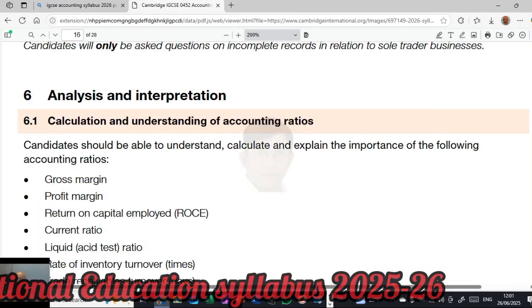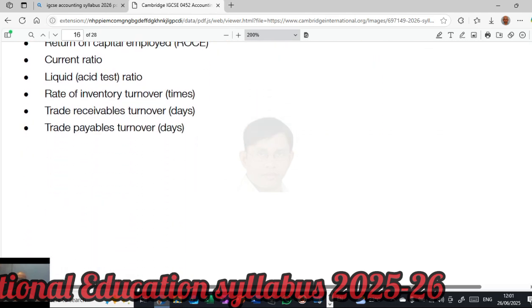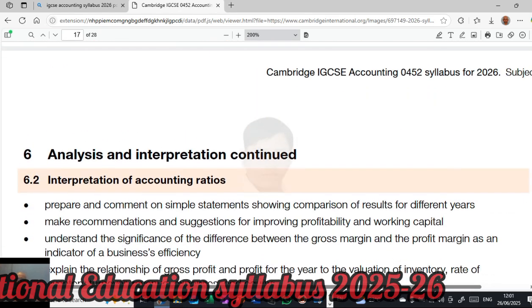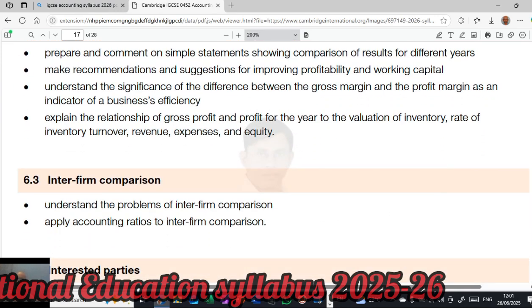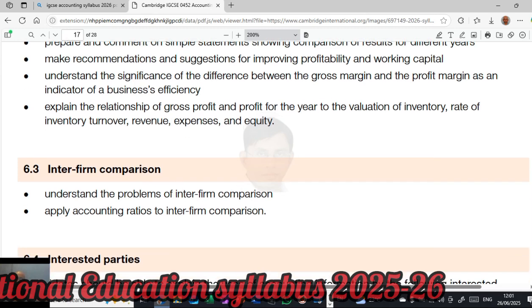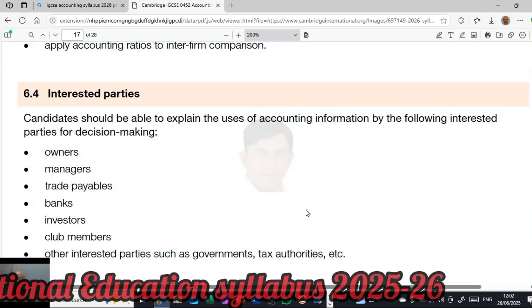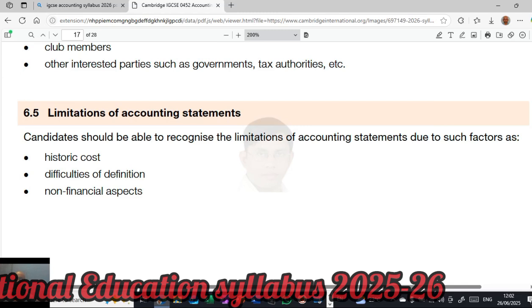Analysis and preparation of accounting ratios: gross profit margin, profit margin, return on capital employed, current ratio, liquid ratio. All these things we'll be learning. Analysis and interpretation continued: various ratios, valuation of inventory, inter-firm comparison, understand the problems of inter-firm comparison, apply accounting ratios, then comparison. For interested parties, owners, managers, the various ratios that we use, and limitations of accounting statements.